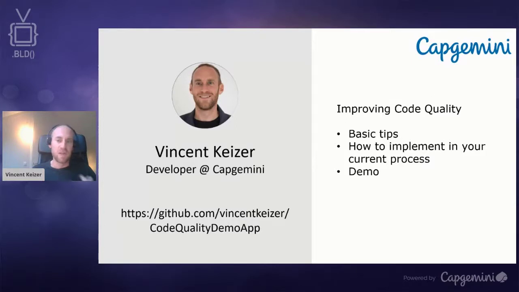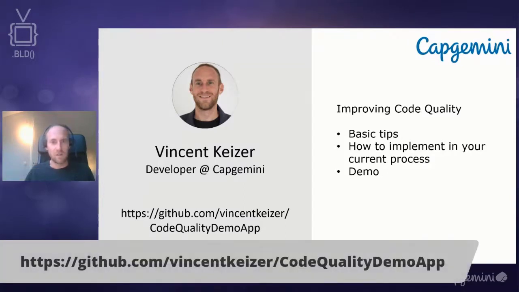I want to show you some basic tips on how you can easily improve the quality of your code. I want to show you how you can implement it in your current process and workflow. And I want to end up with some live coding based on these practical tips. You can download the presentation and the code samples from my GitHub. The link is on this slide below, and it will also be available in this presentation.